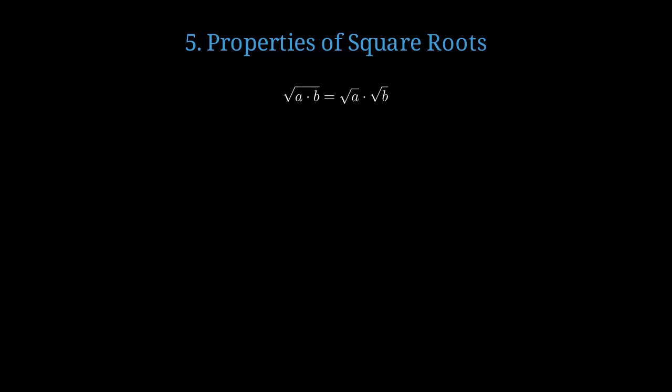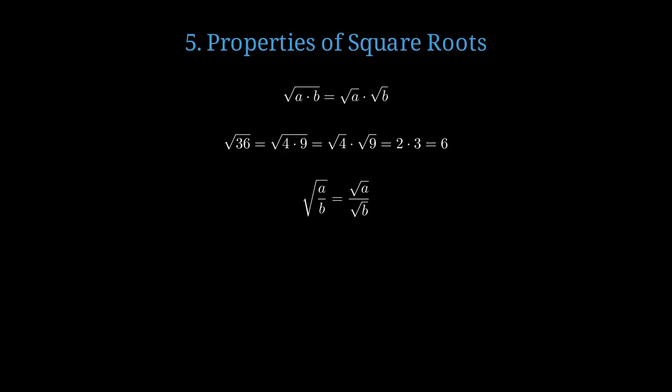The square root of a product equals the product of the square roots. The square root of a times b equals the square root of a times the square root of b. For example, the square root of 36 can be broken down as the square root of 4 times 9, which equals 2 times 3, giving us 6.